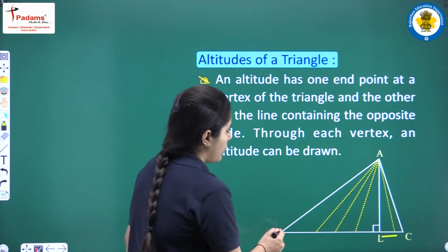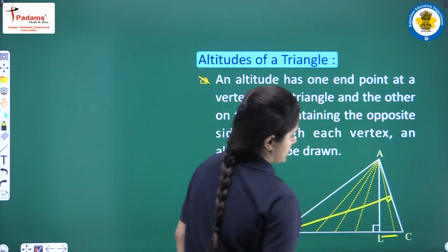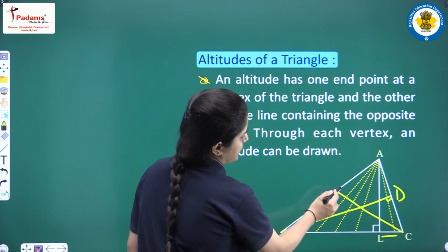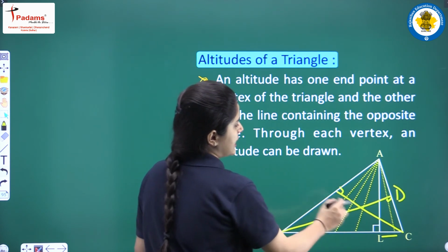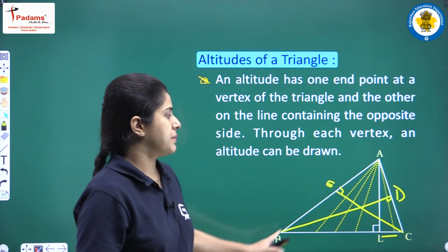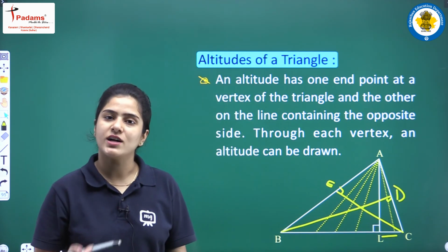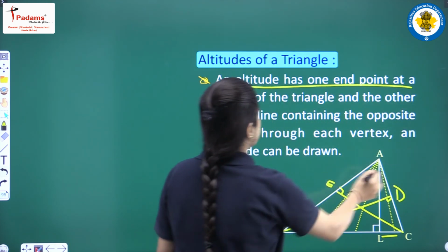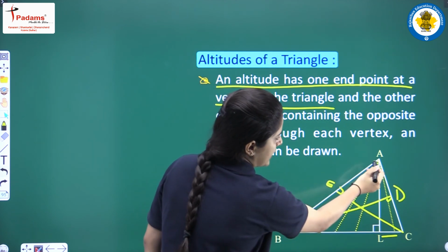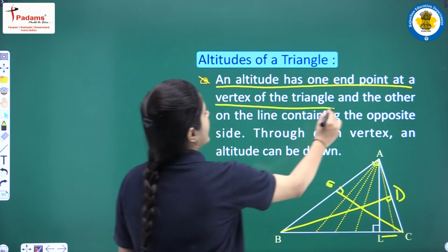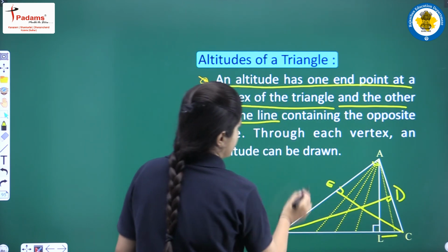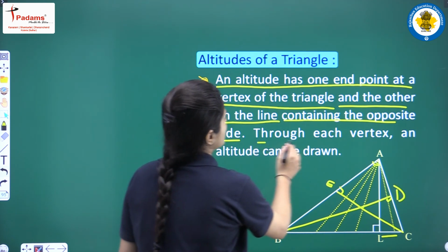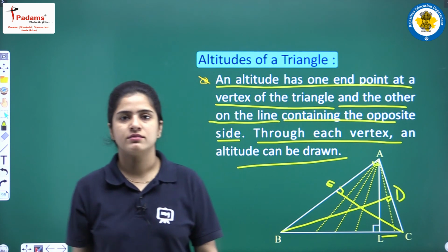Okay, from all the vertices you can draw the altitude. For example, this is AD, and for example I'm drawing the altitude like this. This is forming a 90-degree angle, and this is CE. Then BD and CE are also altitudes of the triangle. Students, have a look. An altitude has one end point at the vertex of the triangle, and the other on the line containing the opposite side of that vertex. So through each vertex an altitude can be drawn.